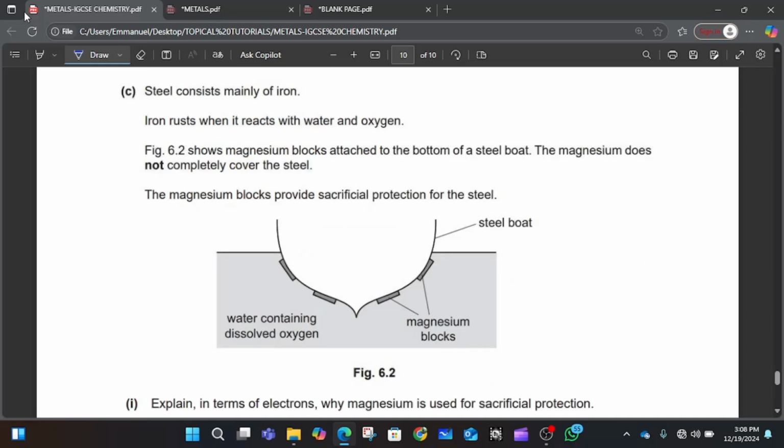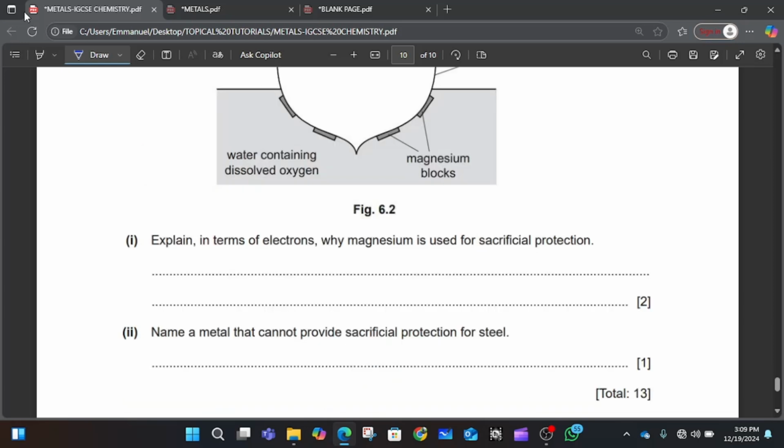C. Steel consists mainly of iron. Iron rusts when it reacts with water and oxygen. Figure 6.1 shows magnesium blocks attached to the bottom of a steel boat. The magnesium does not completely cover the steel. The magnesium blocks provide sacrificial protection for the steel. So these are the magnesium blocks at the bottom of the steel boats. I. Explain in terms of electrons why magnesium is used for sacrificial protection.